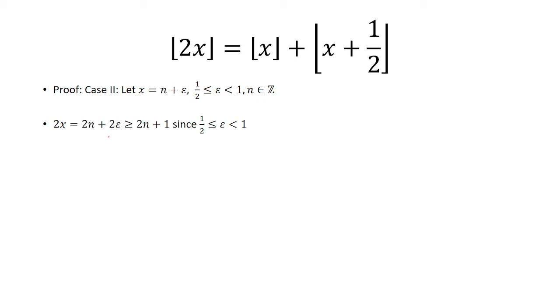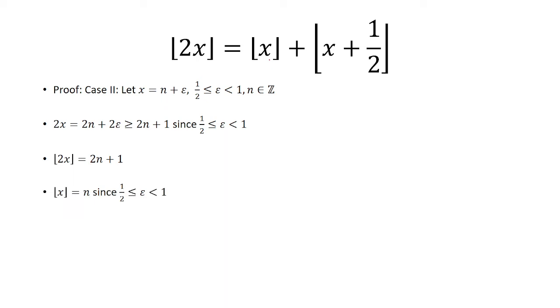So then 2x is again 2n plus 2 epsilon. But because epsilon is greater than or equal to 1/2, 2 epsilon is greater than or equal to 1. And so we have 2n plus 2 epsilon is greater than or equal to 2n plus 1. And so the floor of 2x has to be 2n plus 1.